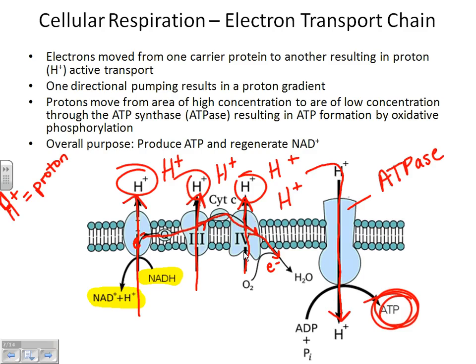I took something big. I split it in half. Made it a little smaller. Pulled it through a cycle and got as many electrons out of it as I could. Slid my electrons through this chain to form my gradient. Now that I have my gradient, I've got the gas to power my motor that's going to spit out my ATP. Make sense?